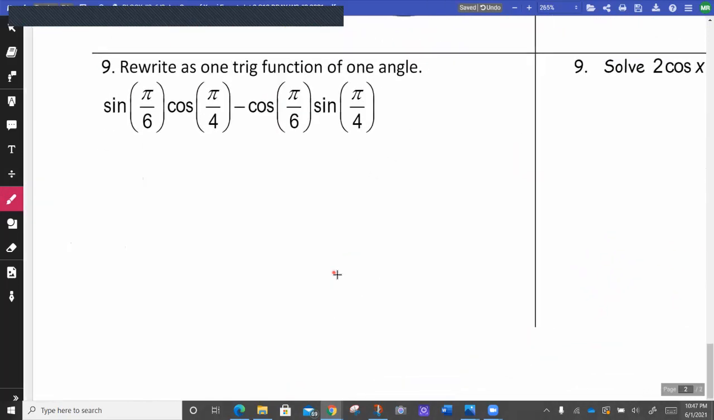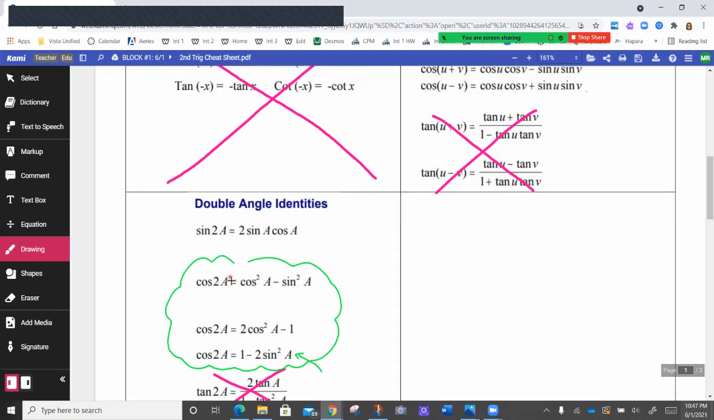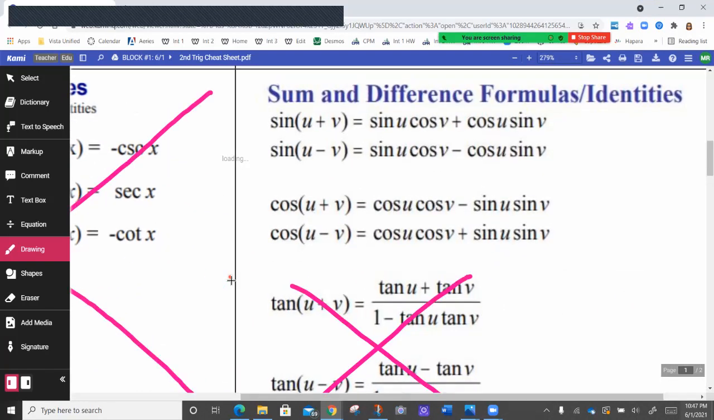Okay, so on this one, when I have sine times cosine of an angle minus cosine times sine of an angle, again, we want to be looking at the sum and differences, and I'm going to be dealing with this one here. Because I have the sine of one angle times the cosine of the other minus the cosine of the first times the sine of the second, I can make this into a single sine of u minus v.